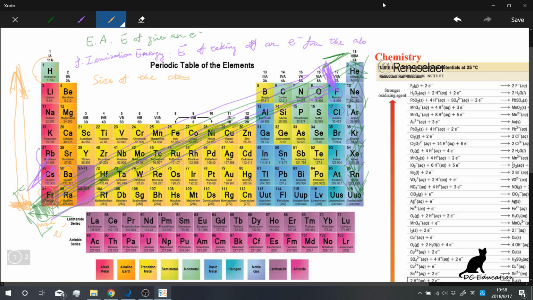And for going in this direction, we can know that stuff on this side has a higher effective nuclear charge. Nuclear charge. Oh, look, my handwriting is getting worse and worse.